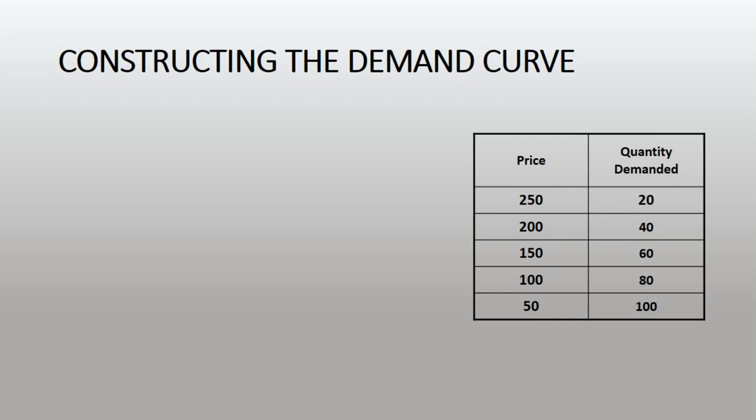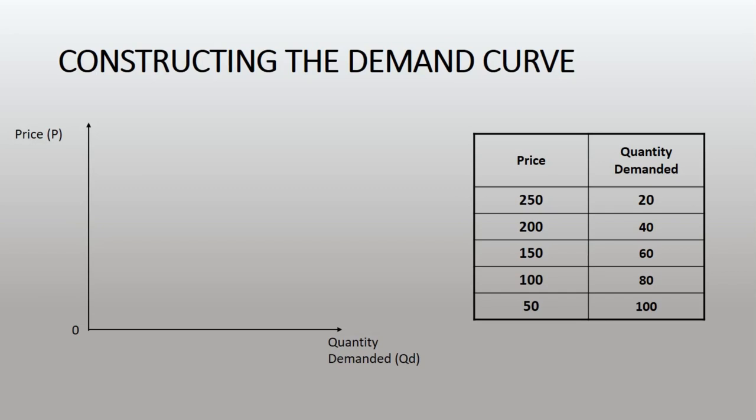Firstly, we'll need to draw our y-axis and our x-axis. We really just put a 0 to indicate the point where y and x is 0. We then need to label our axes, where the y-axis is our price and our x-axis is our quantity demanded.